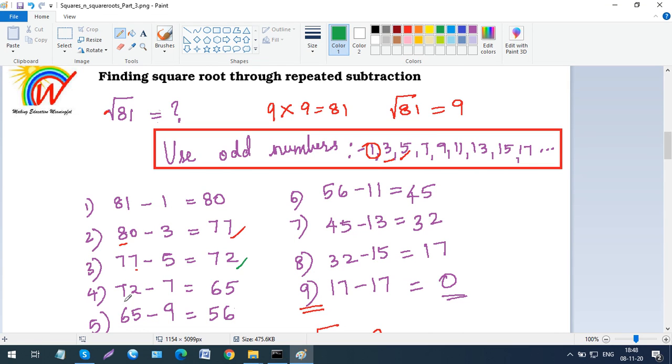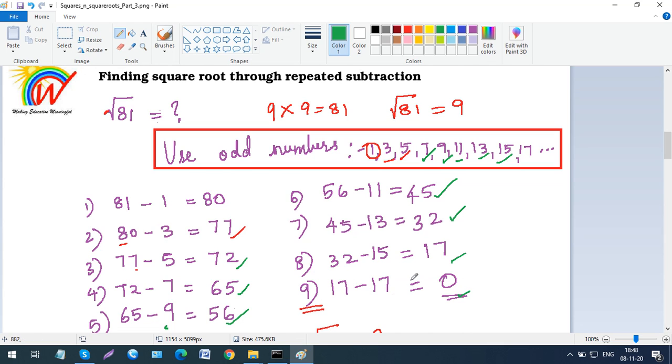Now take 72 and subtract the next odd number, 7, which gives 65. So 65 minus 9 gives you 56. Now 56 minus the next odd number, 11, gives 45. 45 minus the next one, 13, gives 32. 32 minus 15 is 17. And then 17 minus 17 is 0.